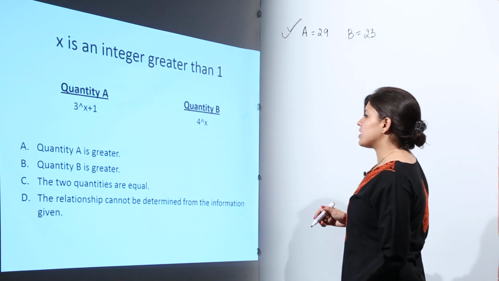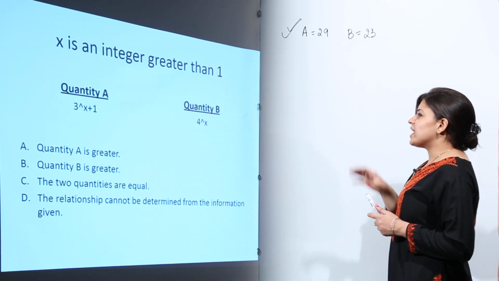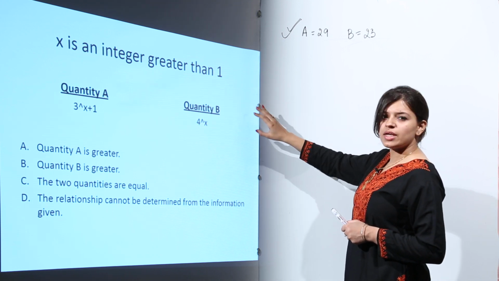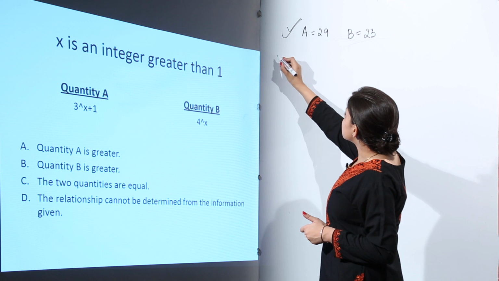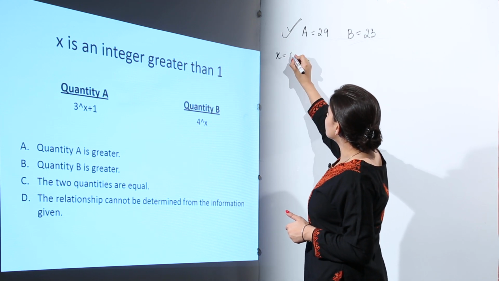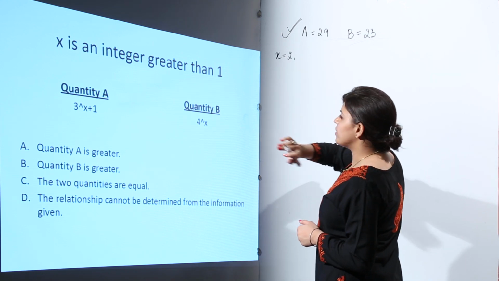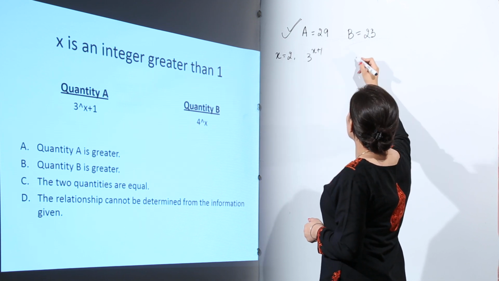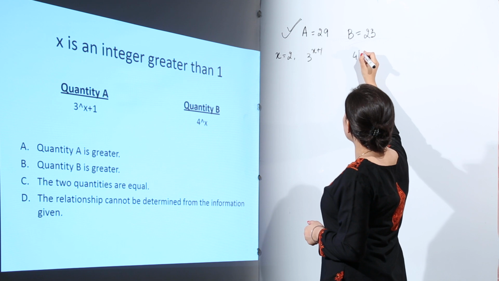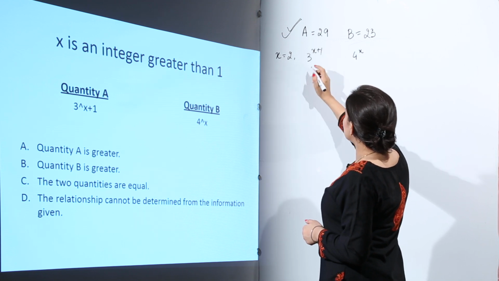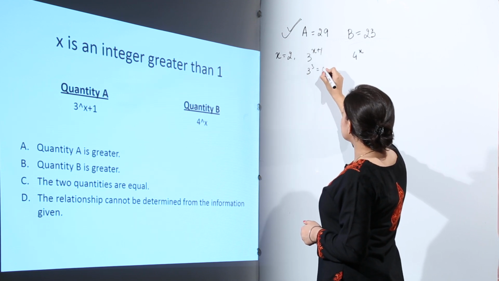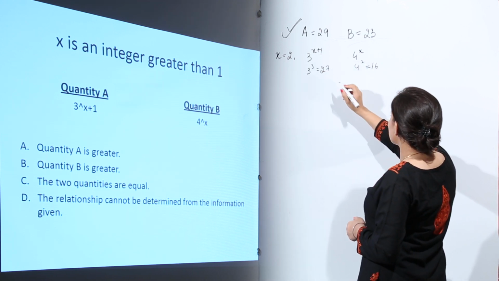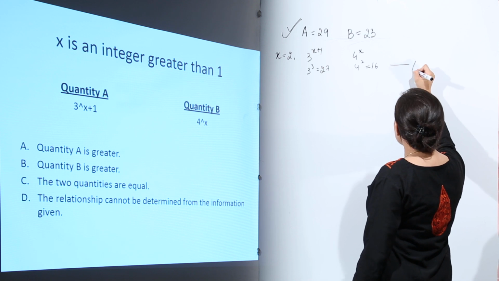Moving on to the second question. It says that x is an integer greater than 1 and then we have two quantities A and B. Let's see examples for x. Let's say x is 2. The first quantity says that 3 raised to power x plus 1 and quantity B is 4 raised to power x. So in this case 3 cube is 27, 4 square is 16. So in this case we can say that option A will be correct.